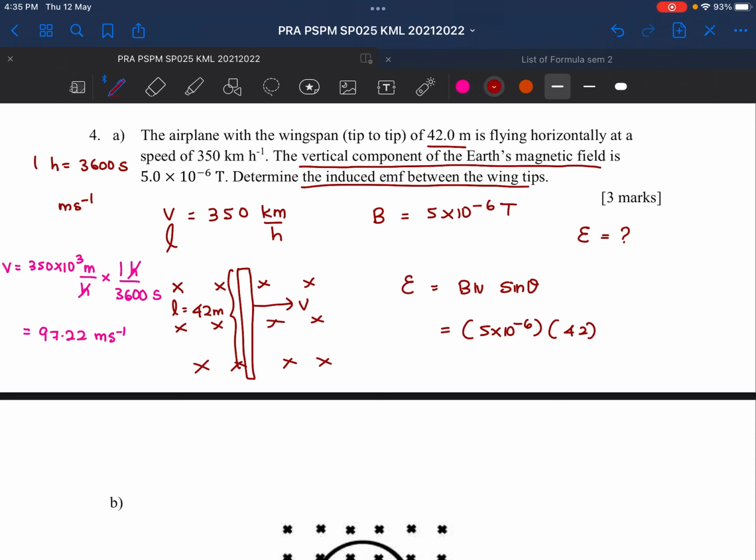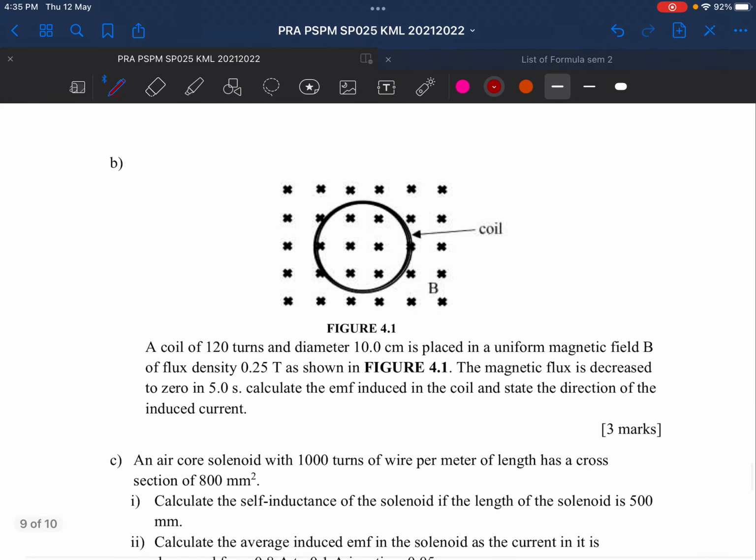Okay, so please put it here. And then selalunya angle dia 90 lah sebab nak nilai dia sama dengan 1. So your EMF is 0.02 V. Okay. Right. So kita lalu tu kita buat 4B. So let's read the question.